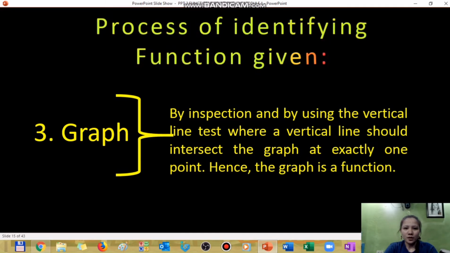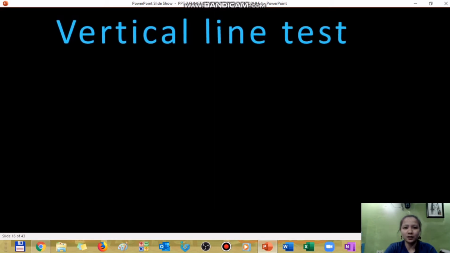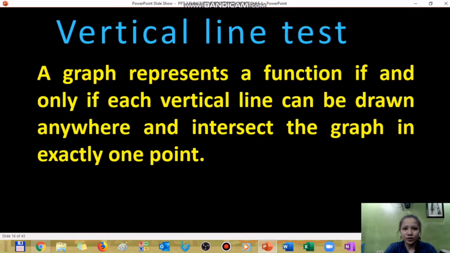The vertical line should intersect the graph at exactly one point to be a function. If the vertical line intersects the graph twice or more, then the given graph is not a function anymore because it violates the vertical line test. Next, what is the vertical line test? I've mentioned already that a graph is a function if and only if a vertical line intersects the graph at exactly one point.